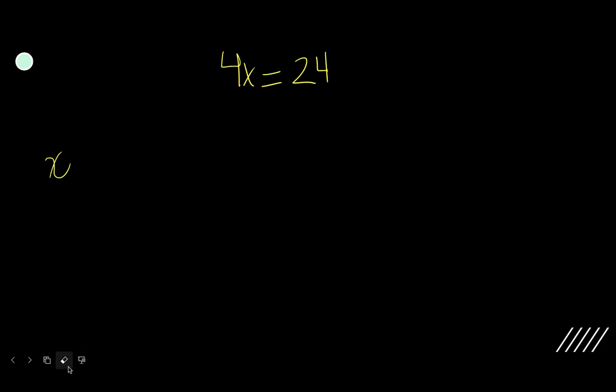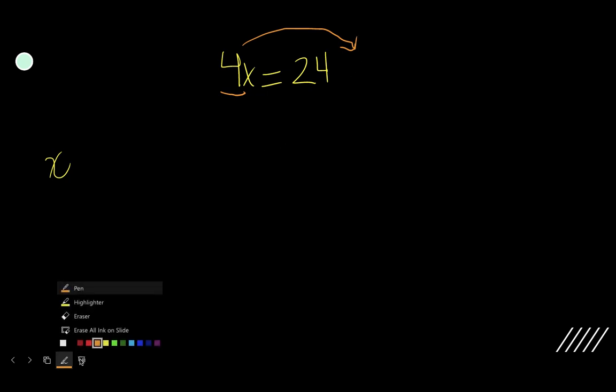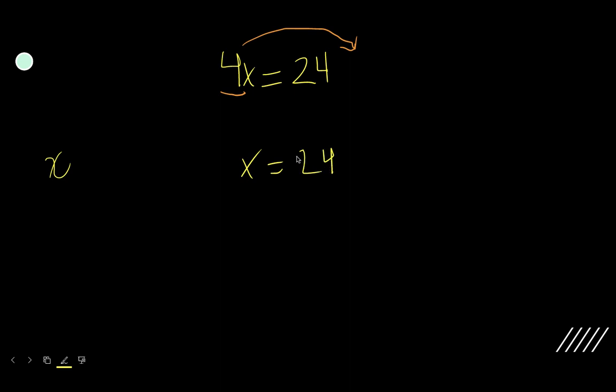And we're going to be doing that right now. So let's move 4 to the other side. That'll leave us with x on this side. And then 24 divided by 4. So x is equal to 24 divided by 4.